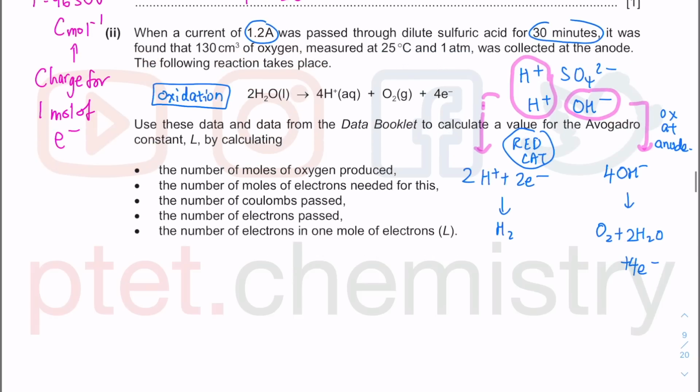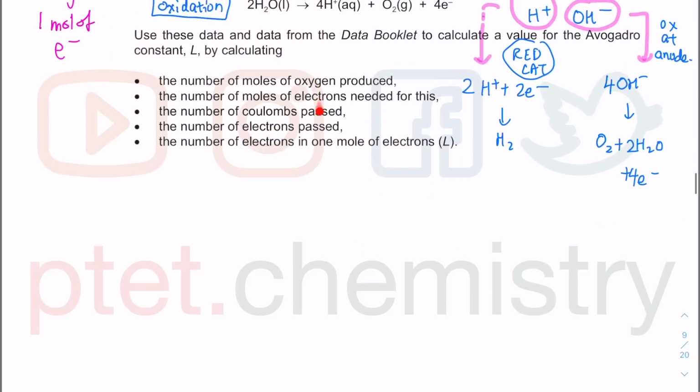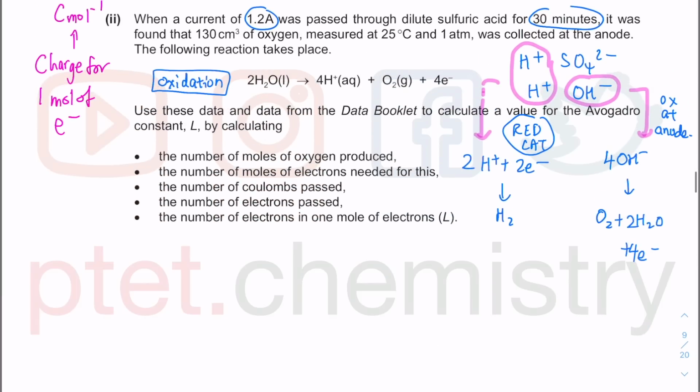But what do they want here? They want you to calculate a value for the Avogadro constant. They're trying to guide you. There are 5 things to be calculated there, and there are 4 marks to run up these 15 marks questions. So let's try to do them one by one. First of all, calculate the number of moles of oxygen produced. So let me just number these things that they want us to calculate.